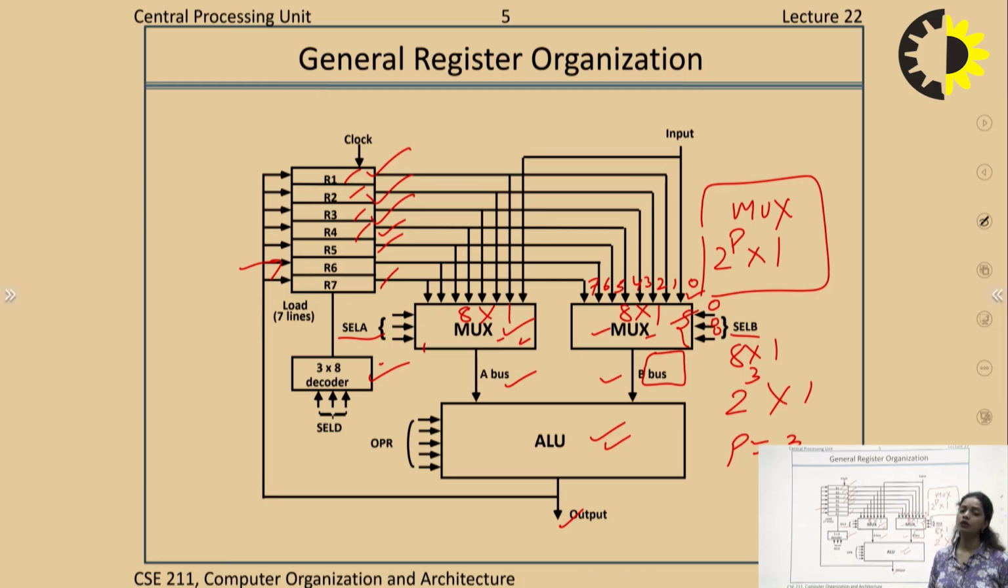Now, what is a decoder? A decoder is a component which has n inputs and 2 raised to the power n outputs.